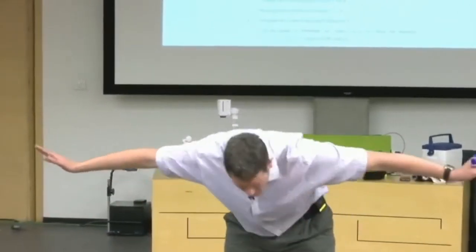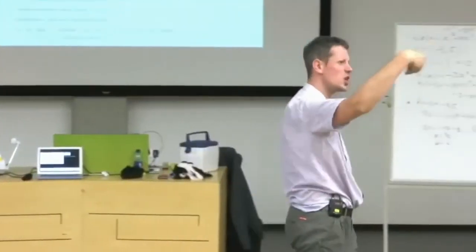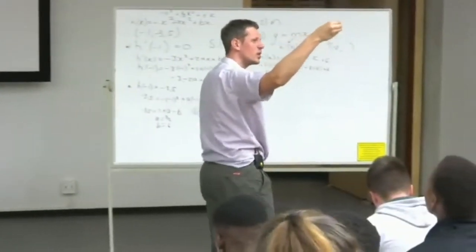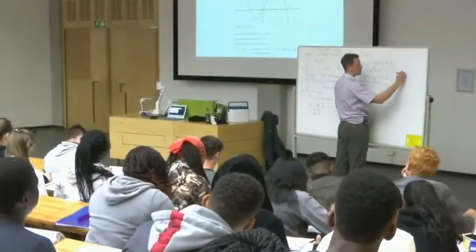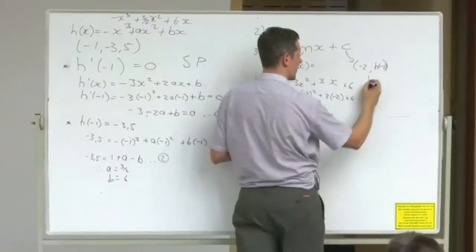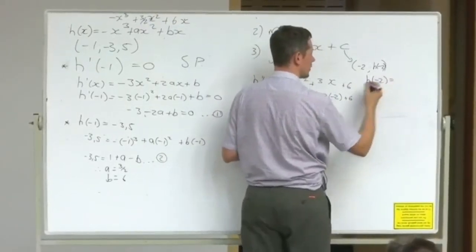Make x 0. No. I'm not saying y intercept. I'm saying y value. If I've got an x value, I sub it in to which equation? H of x. Not the derivative, because the derivative doesn't give me x value or y values. So I need h of negative 2. Now what is h of negative 2?